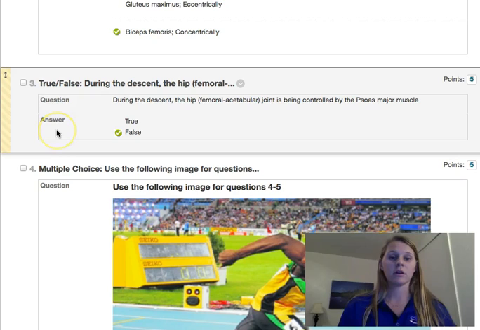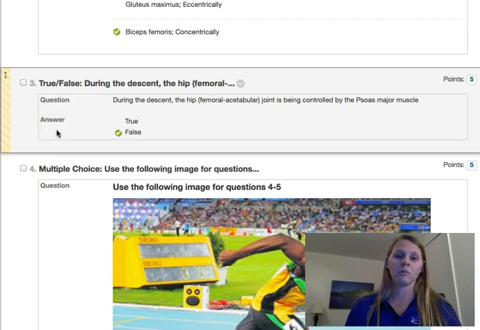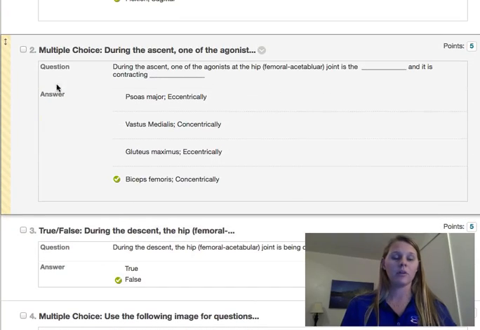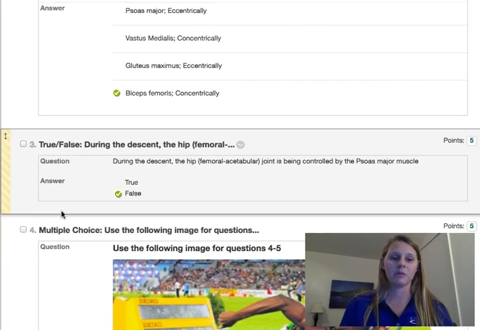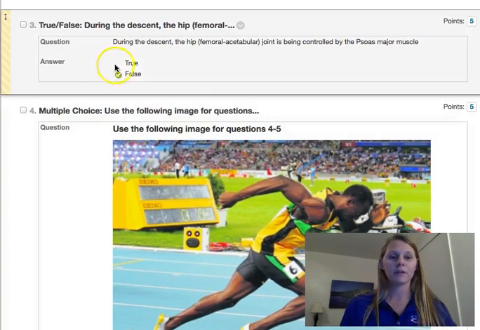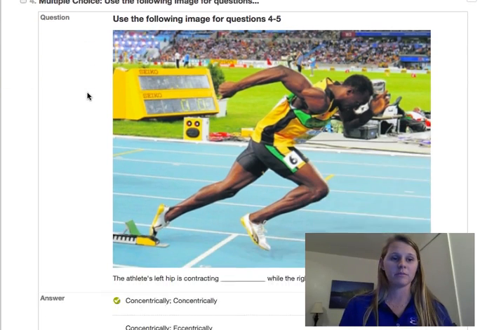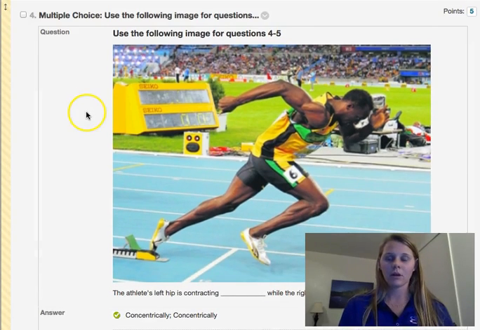Question number 3. During the descent, the hip joint is being controlled by the psoas major muscle. So that's automatically false if you go back to question 2 and you remember the 4 major muscles that are the prime movers for the hip. In order for this question to be true, you would have to have one of those muscles listed instead of the psoas major. Alright, question 4.